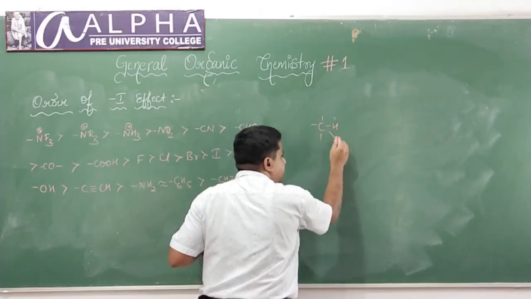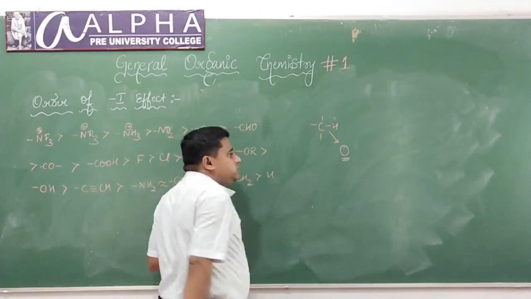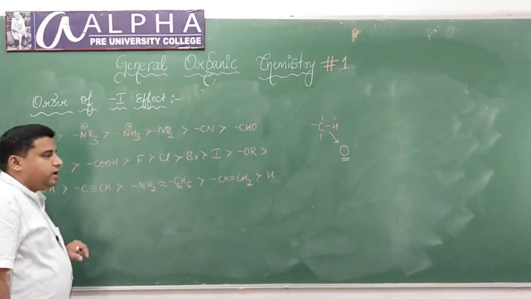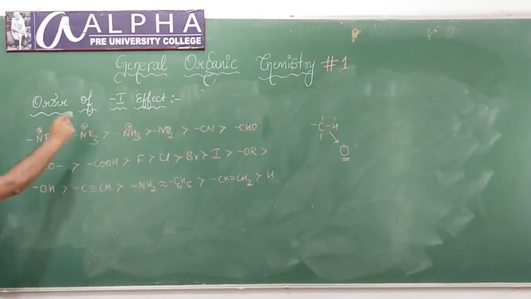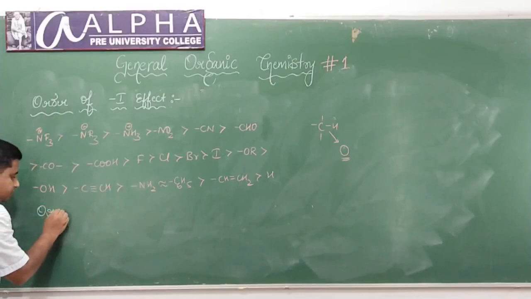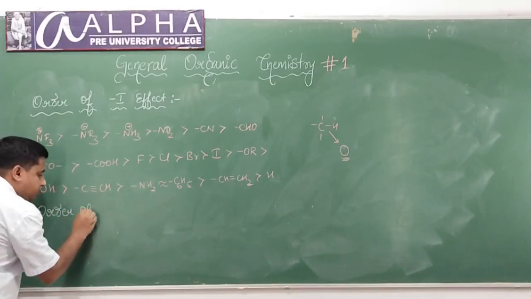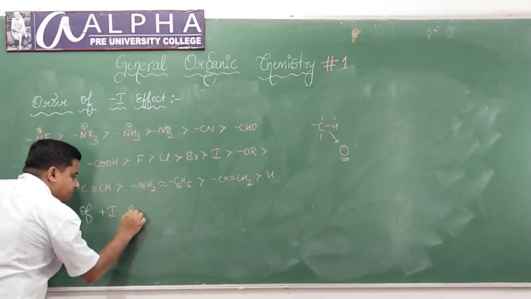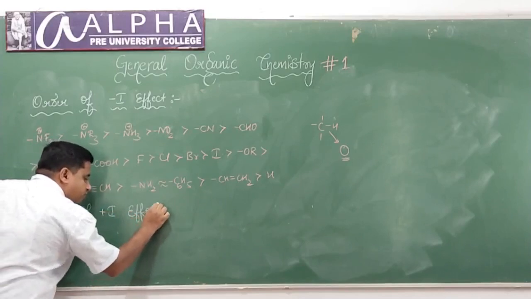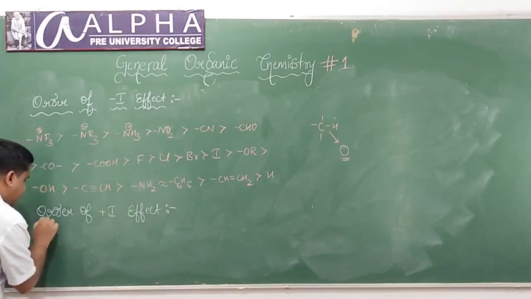The inductive effect of the CH bond is always taken as what? 0. Are we clear? This is the order of negative inductive effect. What about the order of positive inductive effect? Order of plus I effect. See this order.